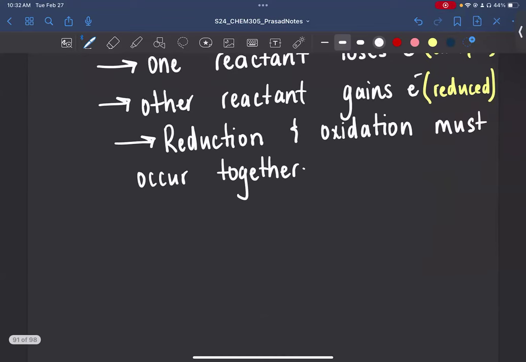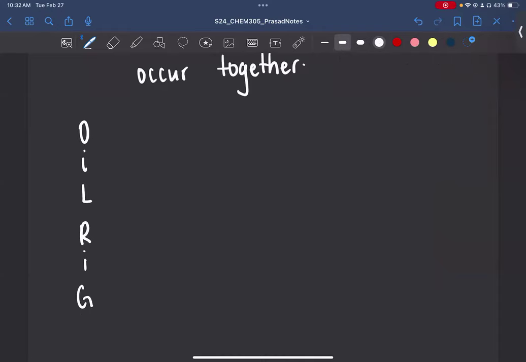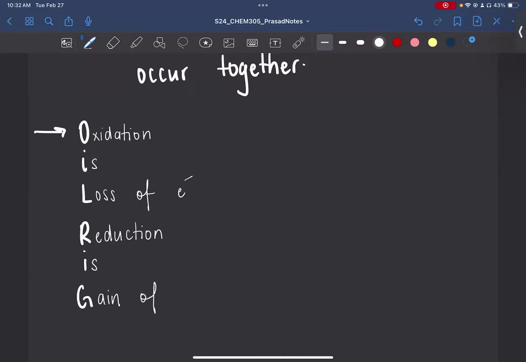The mnemonic frequently used is OIL RIG. The acronym OIL RIG stands for oxidation is loss of electrons and reduction is gain of electrons. OIL RIG.